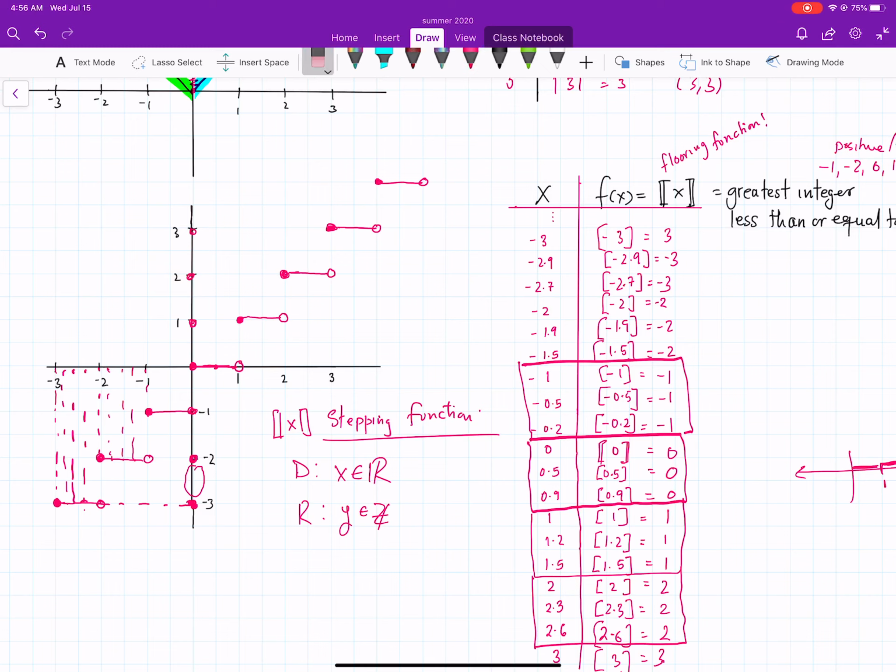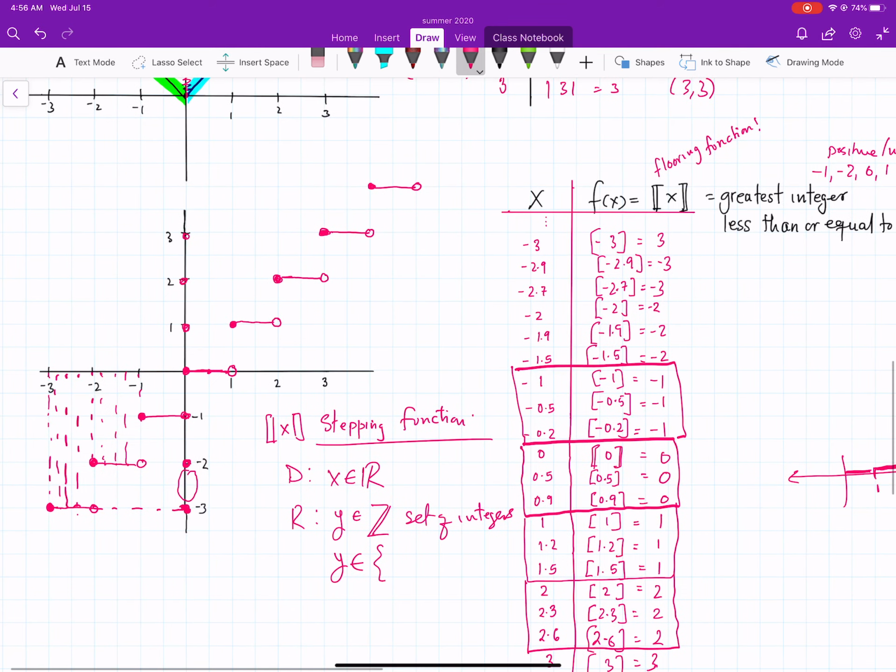Z is for integers. So we have the set of integers. Or you can clearly see that y belongs to -3. So you're starting from -infinity, -3, -2, -1, 0, 1, going, the set of integers.